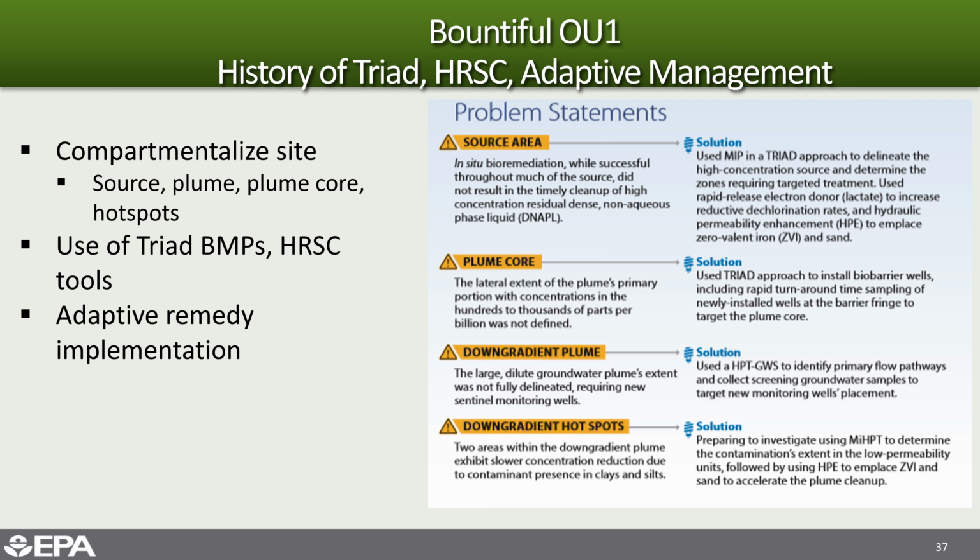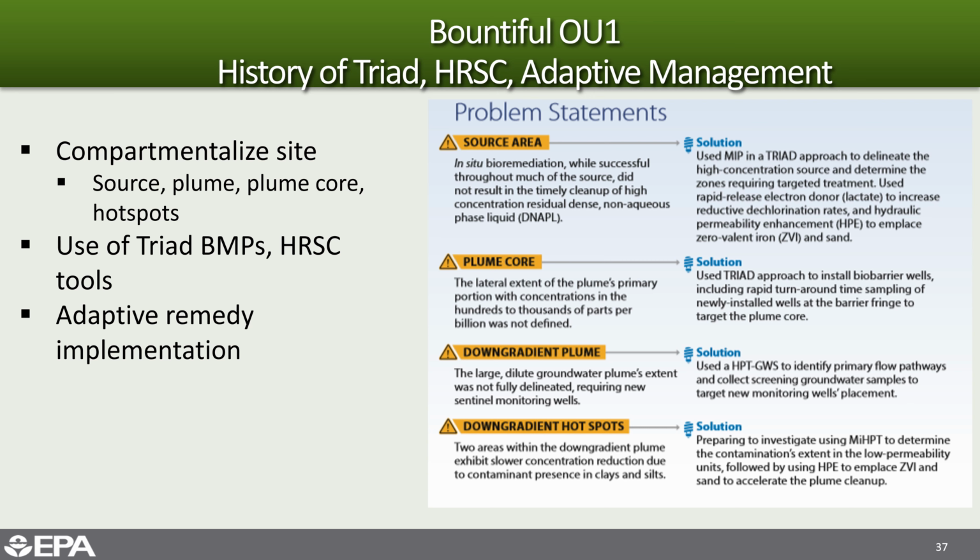At the same time, they've monitored and really done a nice job of mapping out the plume cores in this case, and then targeting those plume cores using high-resolution site characterization tools and biobarriers and a series of injections as well to target that. In the down gradient plume, they're using the hydraulic profiling tool and high-resolution vertical groundwater sampling, and that's going to help them deal with identifying those down gradient plume pathways, and target monitoring well placement, which can be really important for ultimately trying to determine that you've achieved restoration in the aquifer.